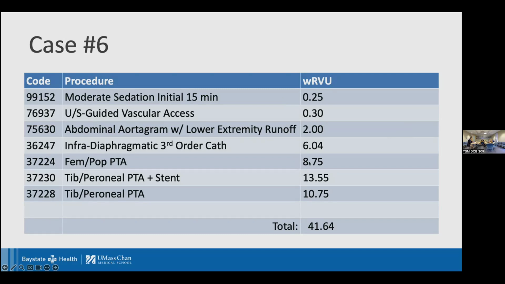It happens to be a drug-coated balloon case, right? But you don't get a ton of credit for that, right? It is a tibial peroneal PTA with stent and a tibial peroneal PTA in two separate peripheral vessels. And together that gets you 41.64 RVUs, so more than any other case we've discussed. Now, it's a complex case. It took a long time, but it's worth pointing out that the number of RVUs here is quite high. Questions?